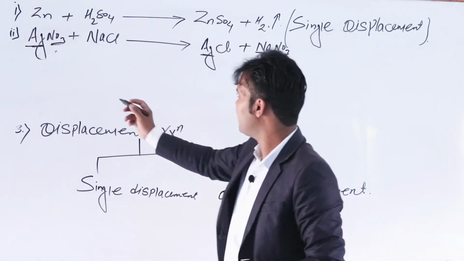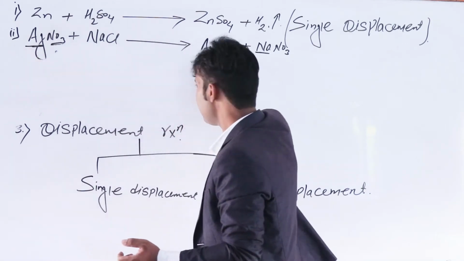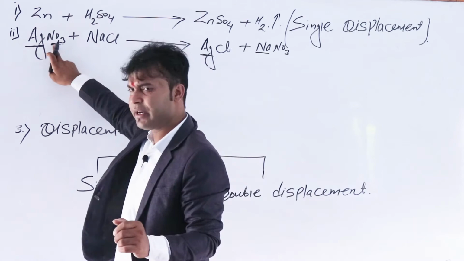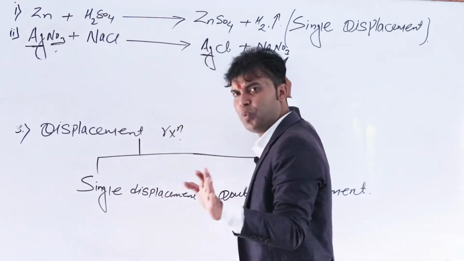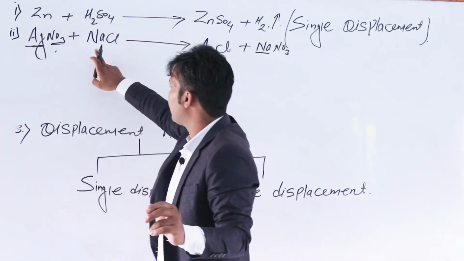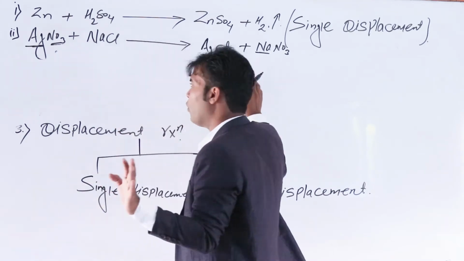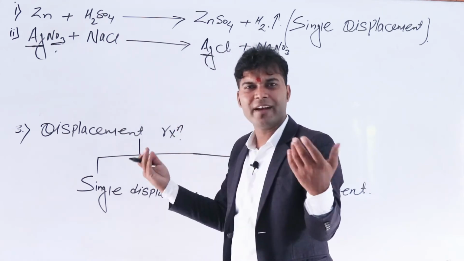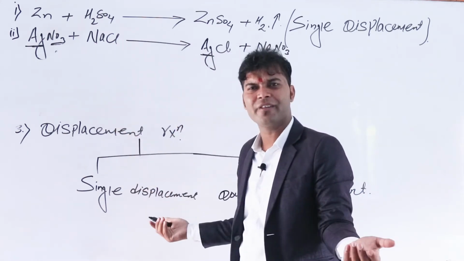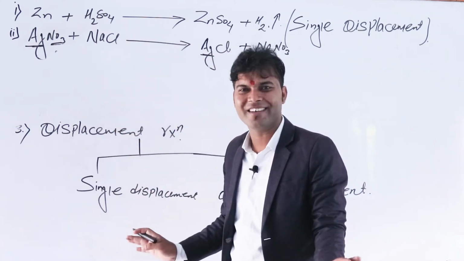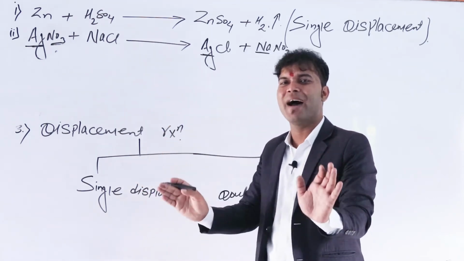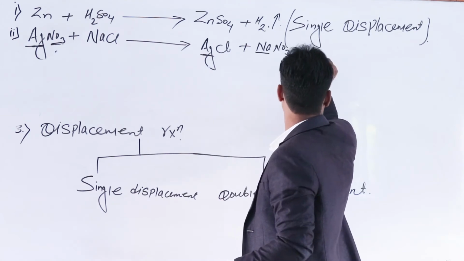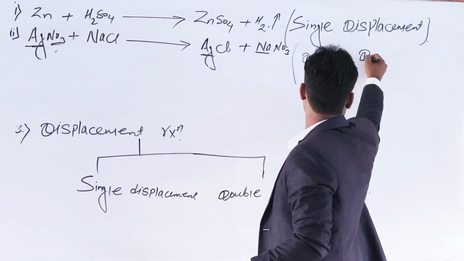Look here, Ag is 1, Ag is also 1. Equal? Okay. NO3, 1; NO3, 1. It is also equal. Na, 1; Na, 1. Cl 1, Cl 1. The number of atoms in the reactant is equal to the number in the product, so it is called a balanced chemical equation. And it is also called the double displacement.